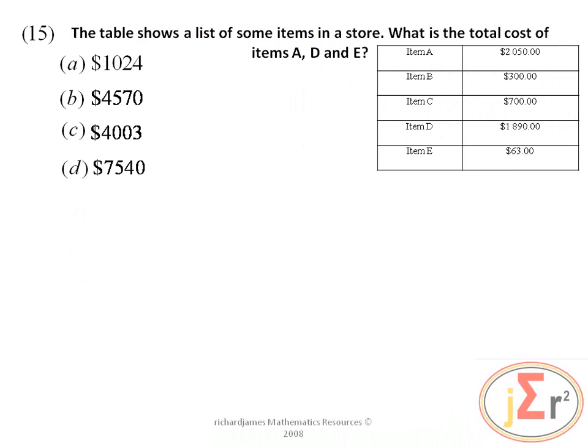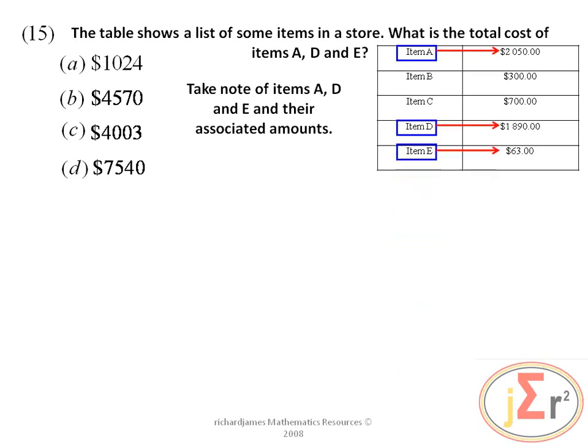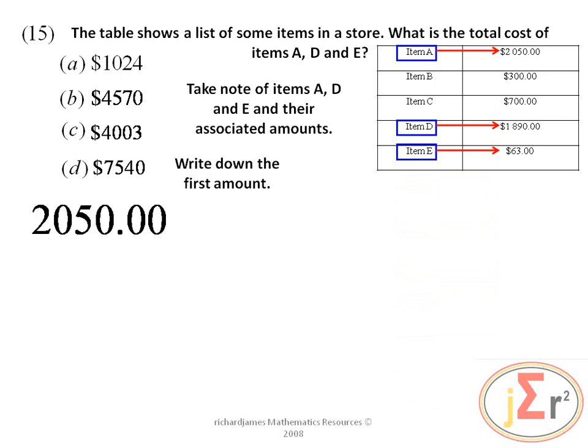The table shows a list of some items in a store. What is the total cost of items A, D, and E? So take note of items A, D, and E and their associated amounts. So their cost will be shown right there. Very good. Write down the first amount. There we have it. It's coming right from here.